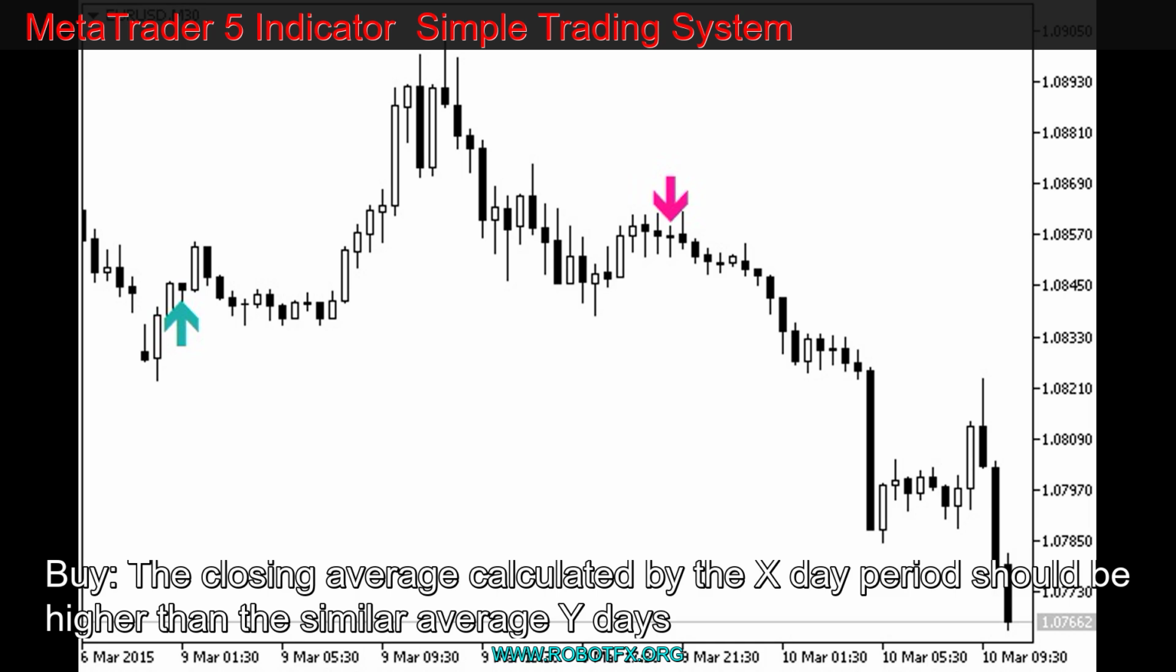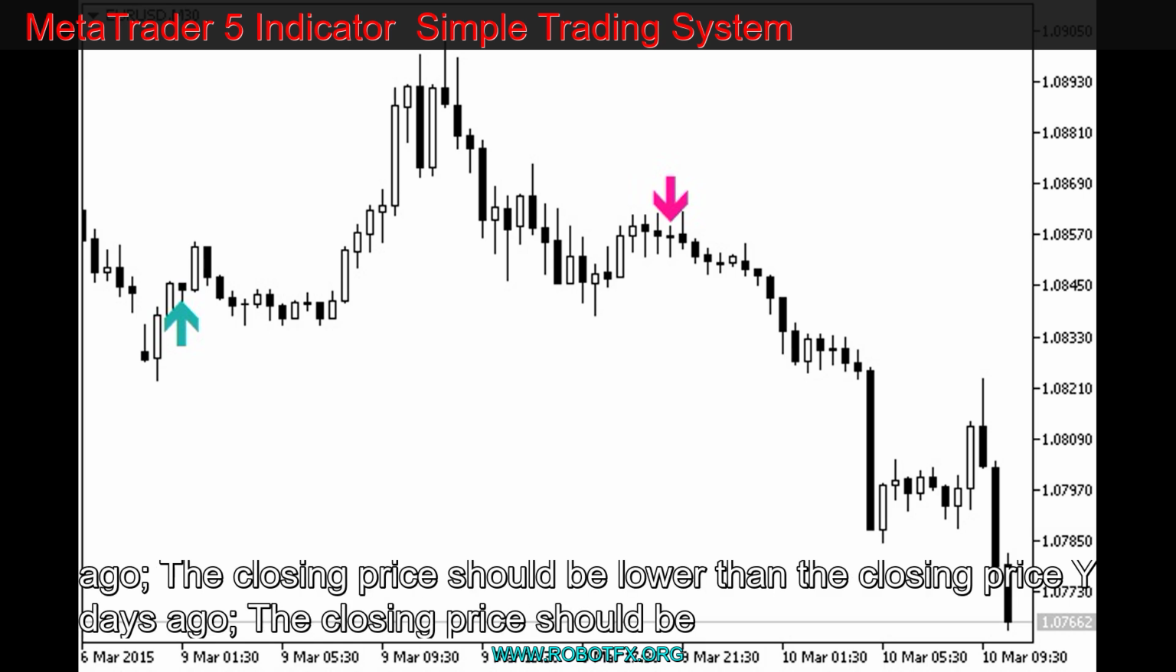The closing price should be lower than the closing price Y days ago. The closing price should be higher than the closing price Y plus X days ago. If all three conditions are met, then you should buy at the next day's opening. The closing price should be lower than the opening price, a bearish candlestick.